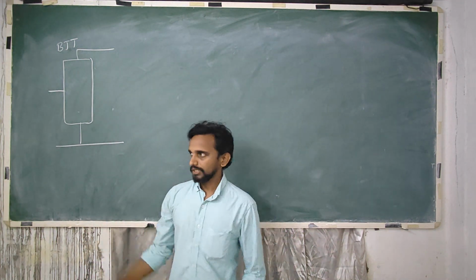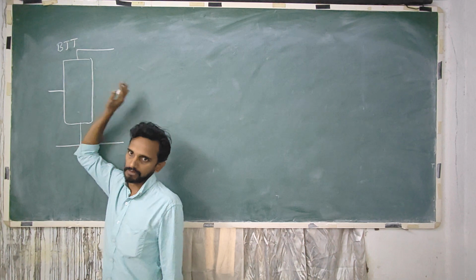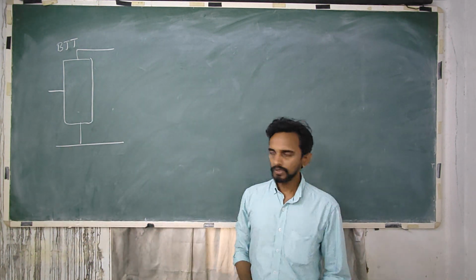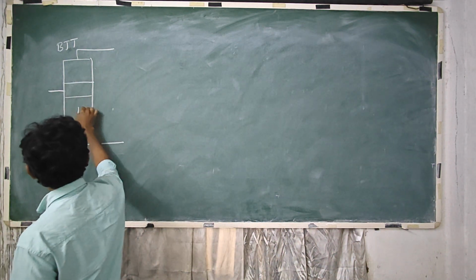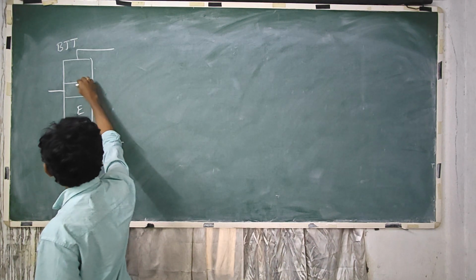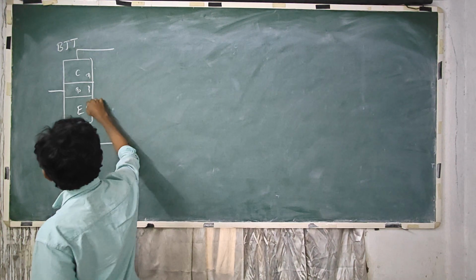various fields. Like we need at least 2 terminals for input and 2 terminals for output. So at least one terminal must be kept as common. So for all these applications, I keep emitter as a common terminal. And for example, I am considering an NPN transistor.